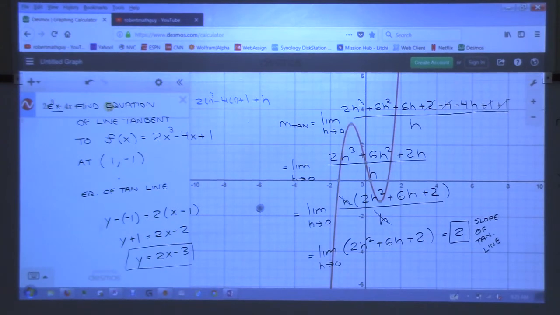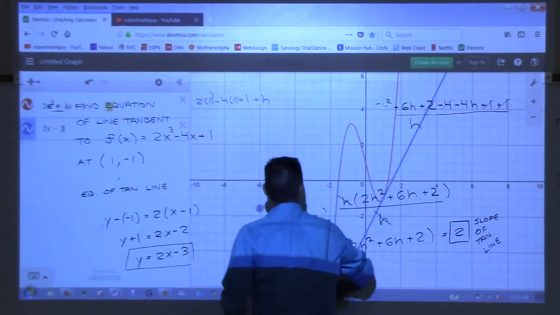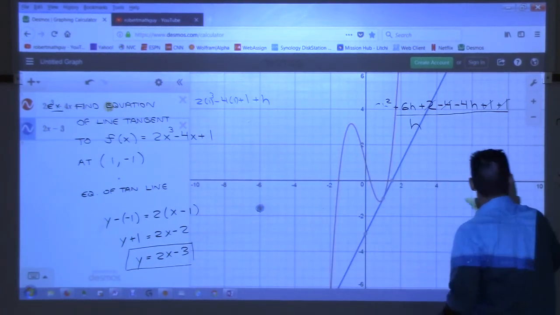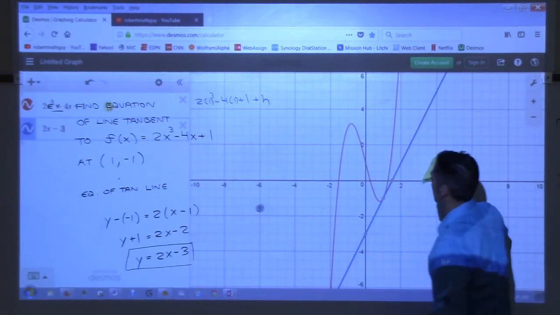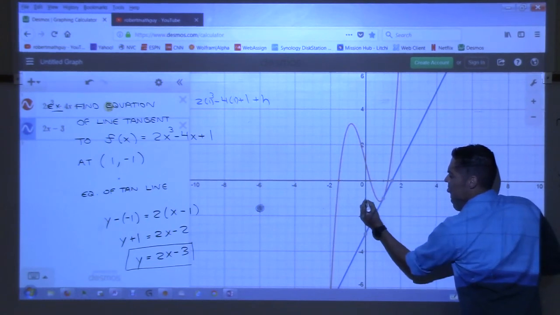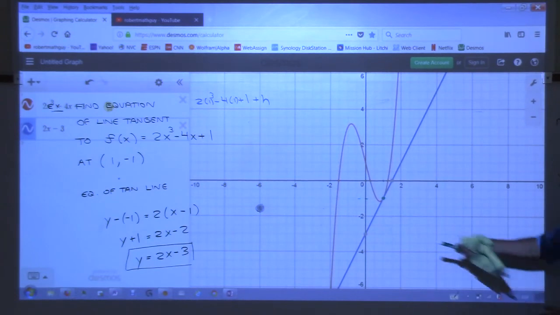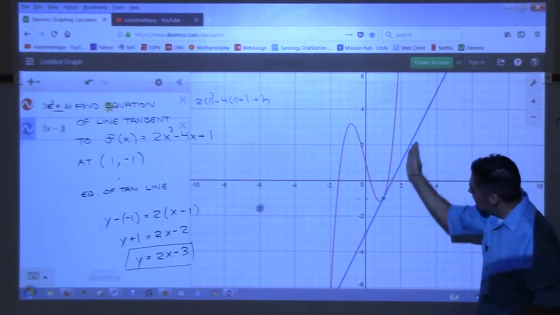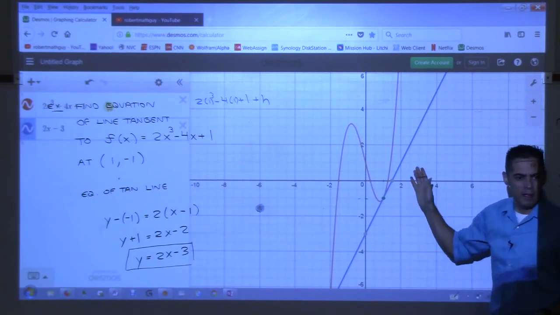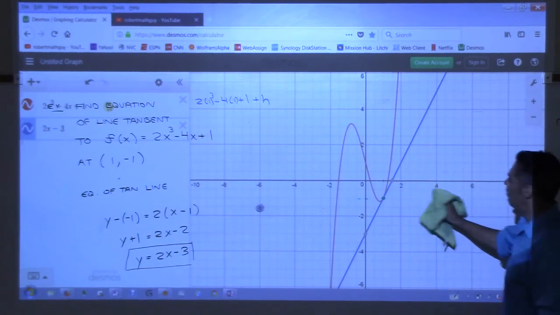Okay, so there's our graph. And then here's our line. It was 2x minus 3. There we go. All right, let me erase some stuff here. Okay, so here's the graph. Here's 1. Here's negative 1. So that is the point 1, negative 1. And you can see that our blue line, y equals 2x minus 3, comes through there, hits at that point, and appears to be tangent to the curve. Yes? Good. All right, so that went well.